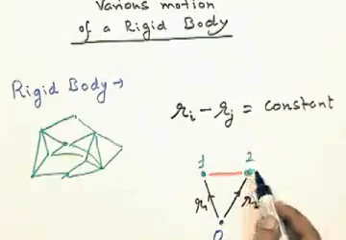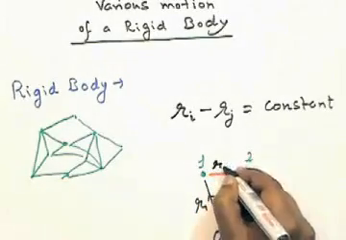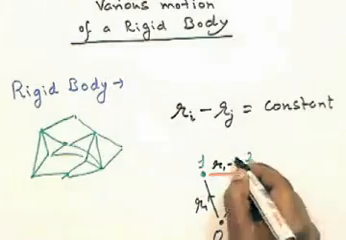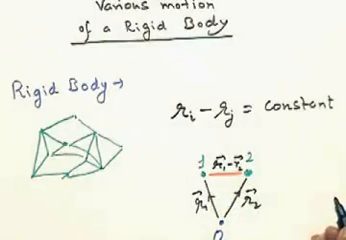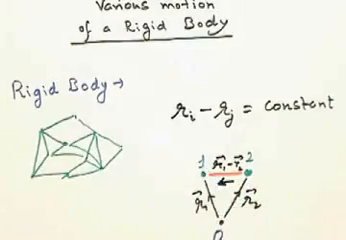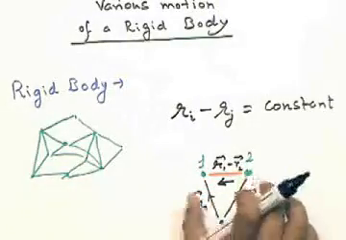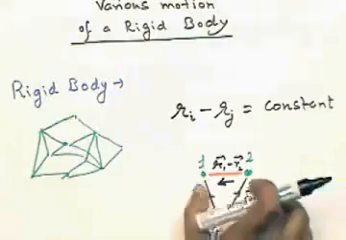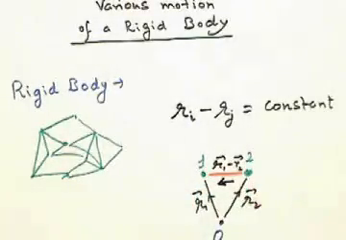Then the distance between them will be r1 minus r2, and these can be taken as vectors also. The direction of this would be from 2 to 1. This r1 minus r2 should always remain constant. If we place such a constraint, the motion of these two objects, or the rigid body, is constrained heavily.